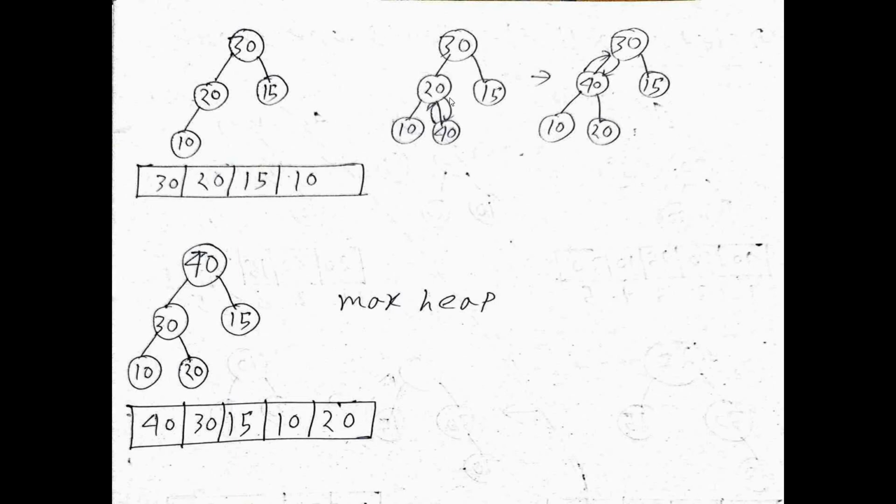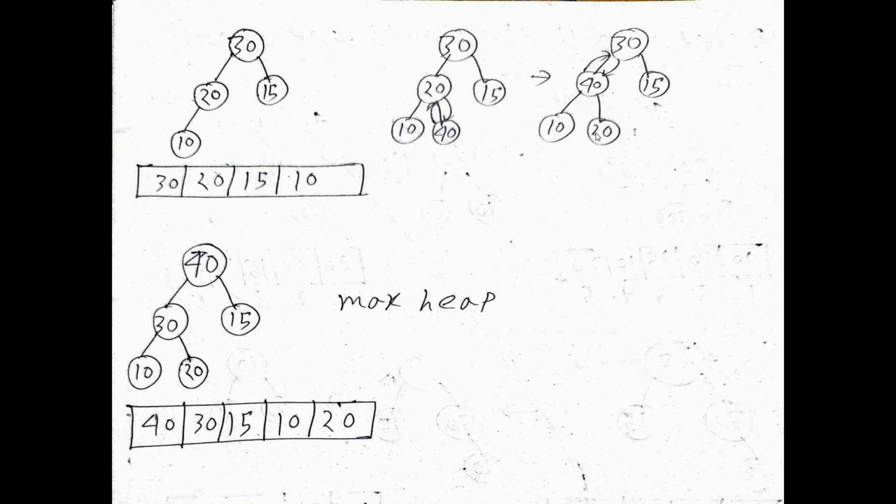Exchange between 40 and 20. 40 goes here, 20 goes there. So after swapping, the tree becomes this: 30, then 40 is the left child, 15 is the right child, and 10 is the left child of 40, 20 is the right child of 40.